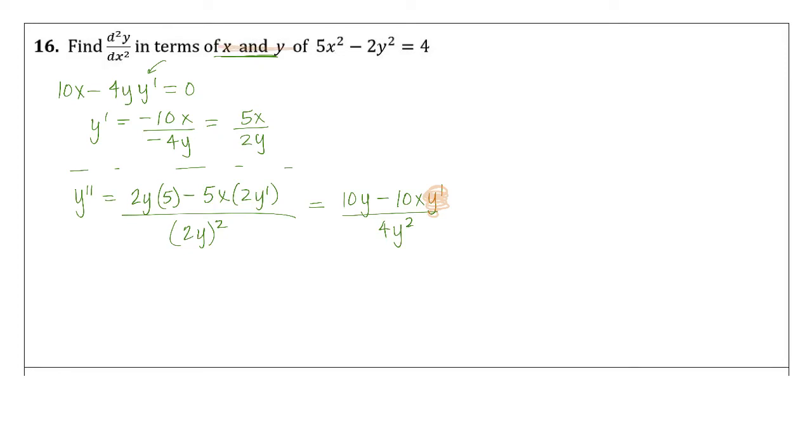And this said in terms of x and y. And this is where kids lose points on the AP exam. You know a value for y prime, it's sitting right here. Now once you make the substitution, you don't have to do anything else to the problem, but that substitution must be done. So we're going to have y prime prime equals 10y minus 10x times 5x over 2y. And again, don't do anything fancy with it, just leave it alone. And that's all over 4y squared.